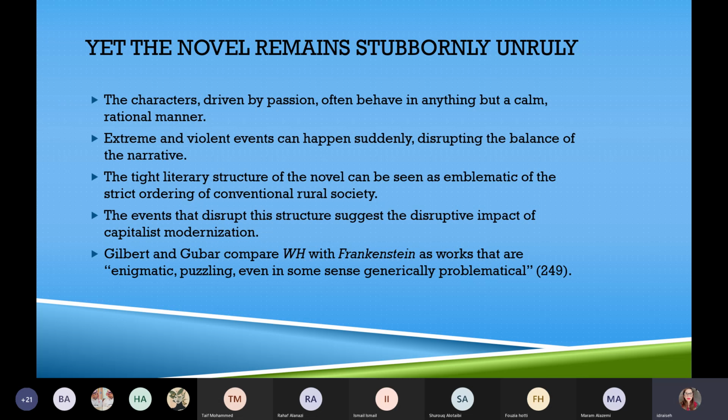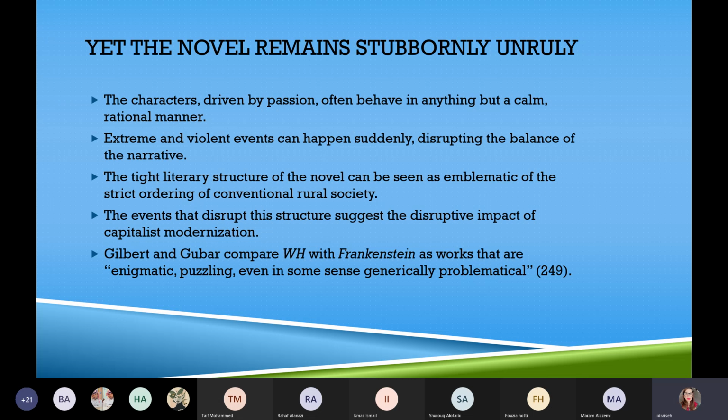The novel, although it has this nice structure, at the same time remains stubbornly unruly. It's unruly because you cannot fit it in a certain slot or a certain structure. A lot of these characters are driven by their passion. They behave in ways that are not considered rational at all. The novel has a lot of extreme and violent events that disrupt the balance of the narrative.